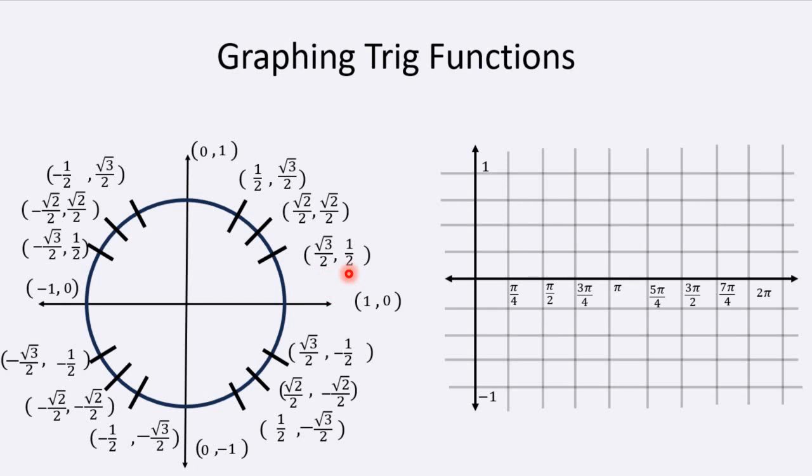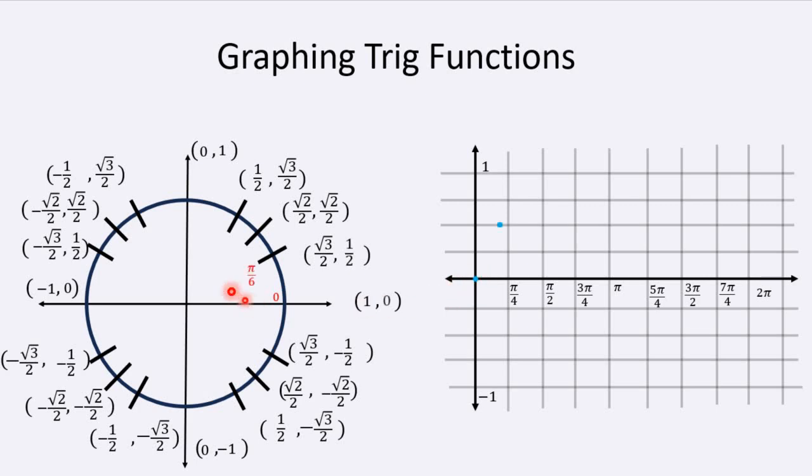What we're going to do is plot the angle and the y value of the ordered pair in the rectangular coordinate system. So let's go ahead and do that. First, we'll start with 0 radians. So the angle is 0 radians and the y value is 0. So 0 radians and the y value of 0, that's that ordered pair.